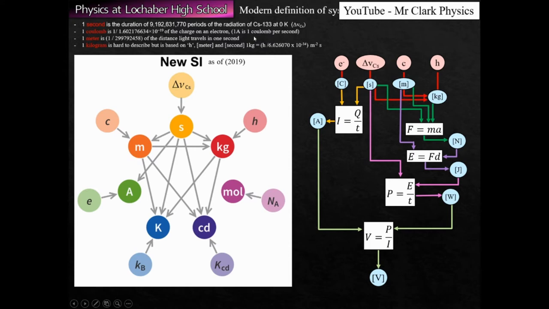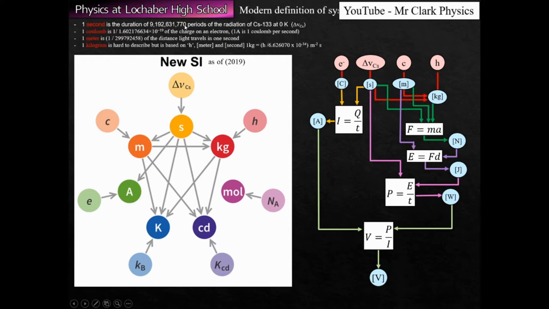The modern version is to use an isotope of cesium, cesium-133. And if you have that at 0 Kelvin, it will emit radiation at a certain rate. The energy levels naturally oscillate or vibrate inside the atoms, and it gives out radiation at a very, very consistent rate. So the modern definition is based upon 1 second being the time required for this very big number of decays, roughly 9 million million.